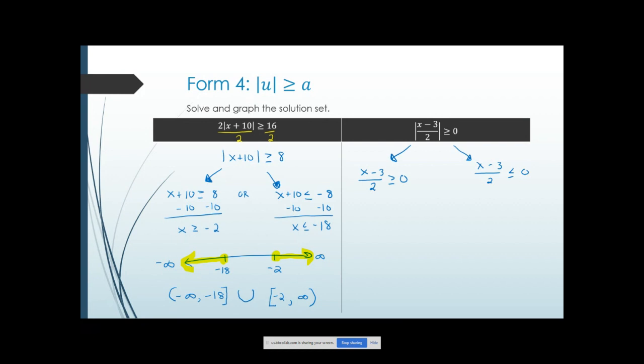Now remember that less than or equal to, the x could be less than 0. That's fine because it's not an absolute value. All right, so to solve both of these, we can multiply both sides by 2 to get rid of the fraction. So that would be x minus 3 is greater than or equal to 0, since 0 times 2 is still 0. And then x minus 3 is less than or equal to 0.